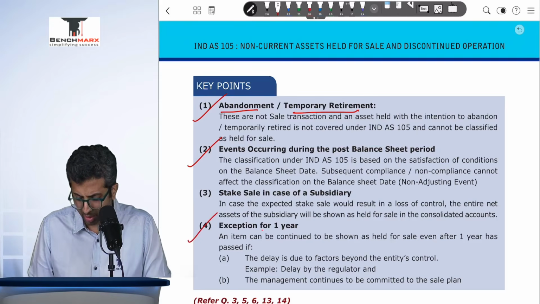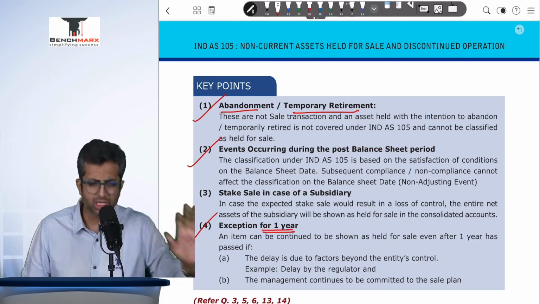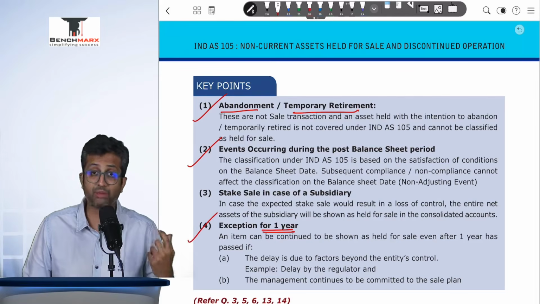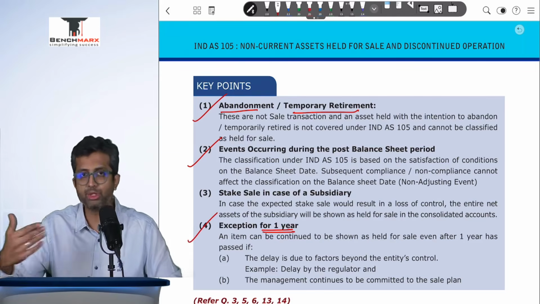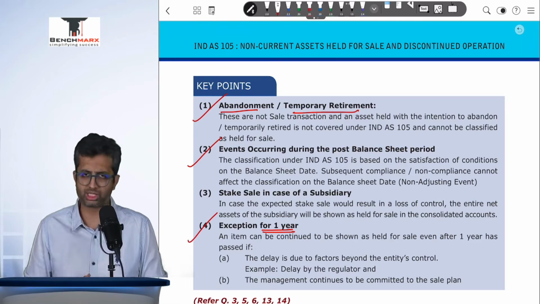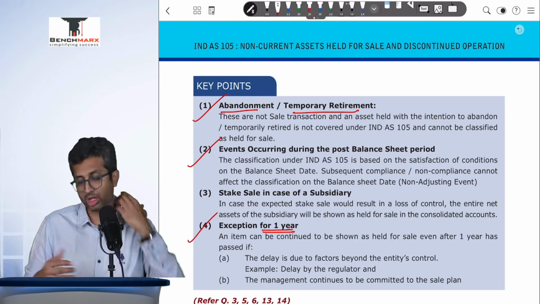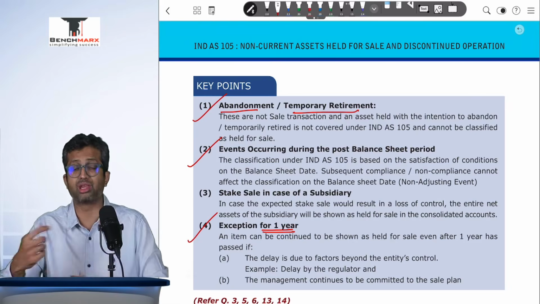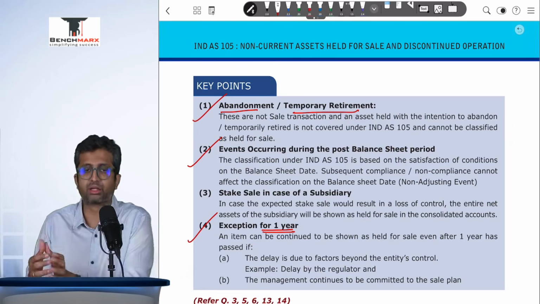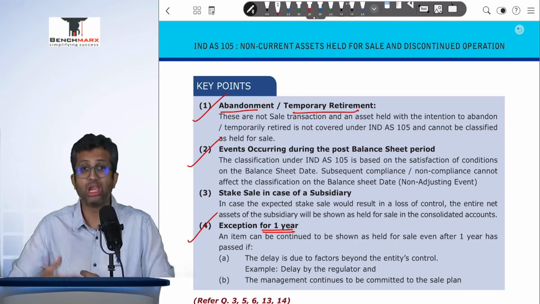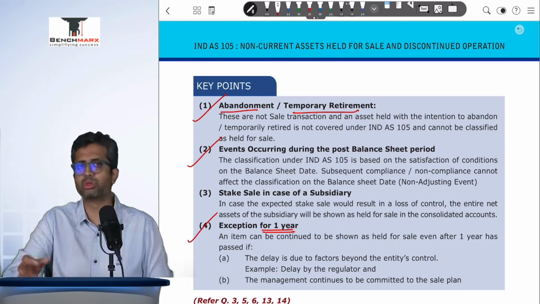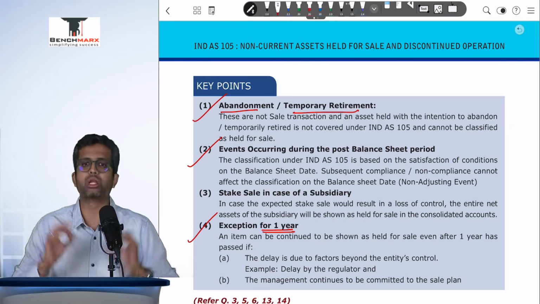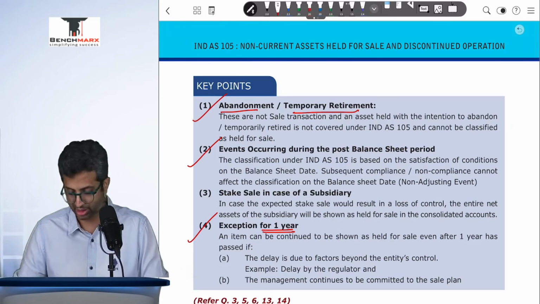The exception that we were discussing for 1 year, usually 1 year is the time period. However, if the delay beyond 1 year is due to factors beyond the entity's control, like there was a lockdown or, let us say, the regulator's approval got delayed. These are factors which are beyond the management's control, and if the management still continues to be committed to the sale plan, you can still continue to classify the asset as a non-current asset held for sale.